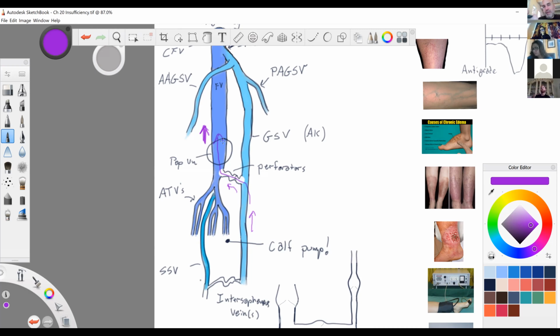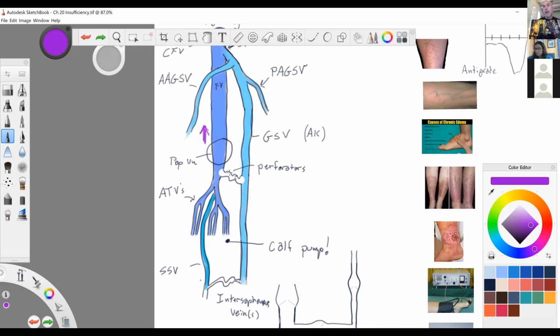So there are three possible locations, and this depends a lot on genetics. It depends on formerly having a DVT, on where one can get reflux. Some people could have reflux only in the saphenous vein. Some people could have it only in the small saphenous vein. Some people, just genetically speaking, have bad perforators, and so they have perforator reflux.